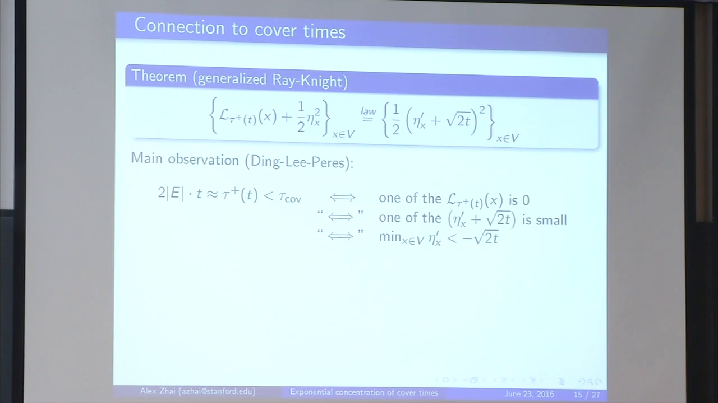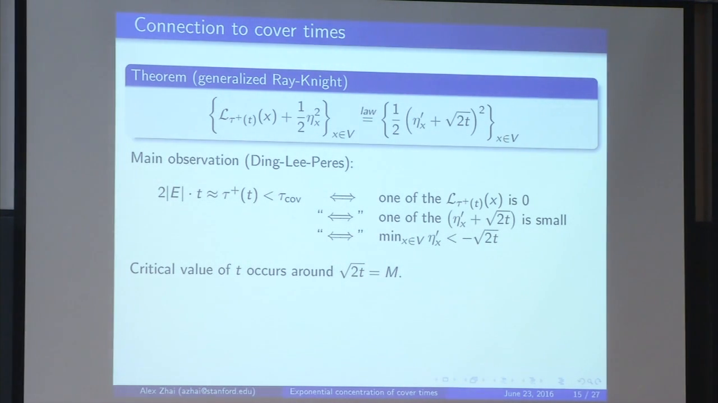Basically, the key now is: for what values of t will this last event transition from being very likely to suddenly being very unlikely? Well, that's when root 2t equals m, right? Because if I compare the minimum against something much larger than negative m, then it's always going to be less than that. This is because the minimum is concentrated near negative m.